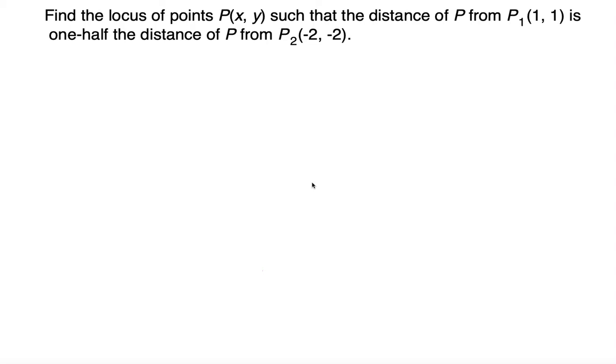Find the locus of points P(x, y) such that the distance of P from P1 (1, 1) is 1/2 the distance of P from P2 (-2, -2). So basically what we must do is find the described conditions in such a way that 1/2 the distance from P to P2 is going to be the distance from P to P1.